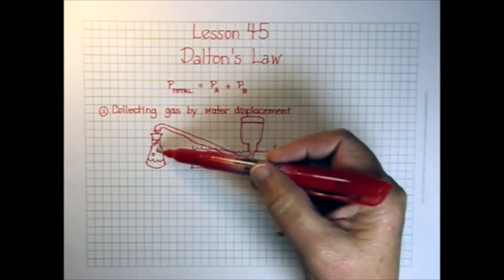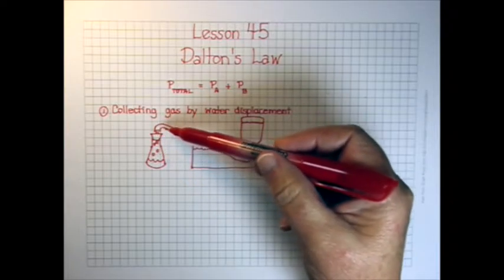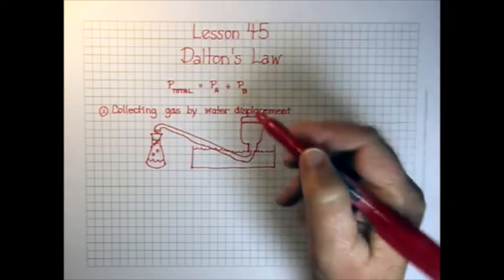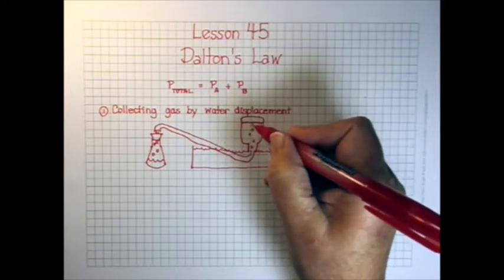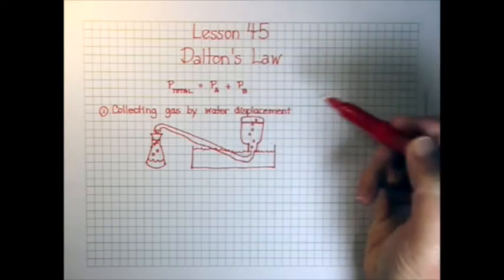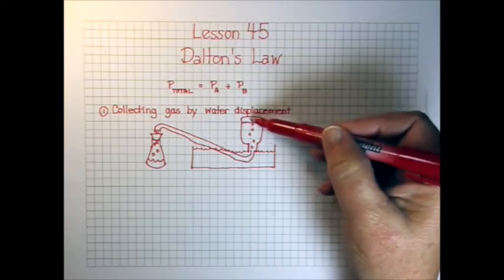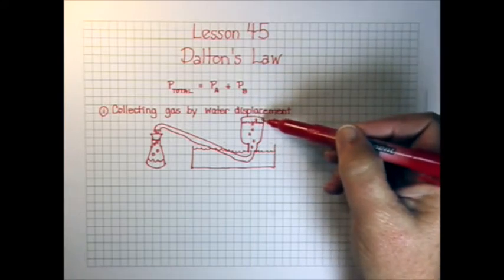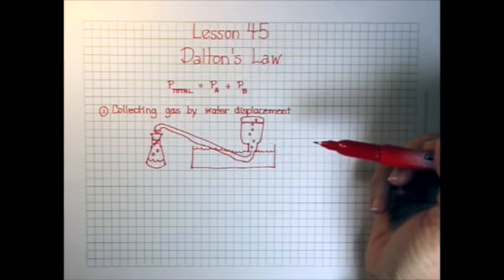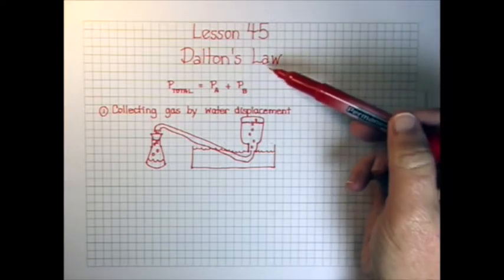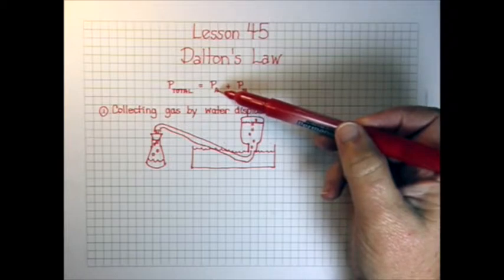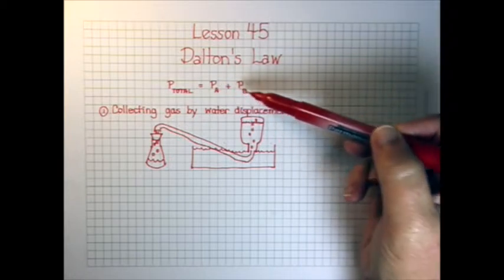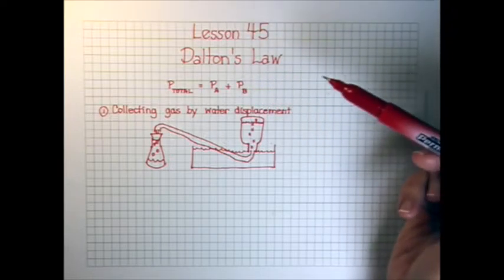As our bubbles escape from our reaction vessel and travel down the tube and then travel up through this water and break up here, now we're going to wind up here with a mixture of water vapor and the gas that we're trying to trap. And so here we are directly in a Dalton's law situation. If gas A is the gas that we're trying to collect and gas B is the water vapor, there we go.